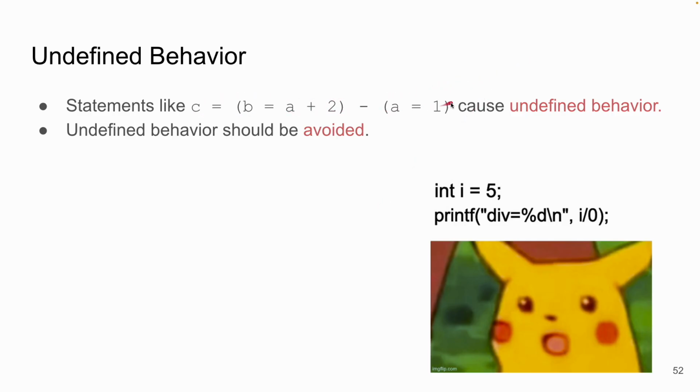So a statement like this, where we use multiple assignments in one statement, will cause undefined behavior. The reason is that we don't know the exact behavior of this expression, right? And again, I found this meme online. If you still remember, if you divide something by 0, you will also cause your program to have undefined behavior.